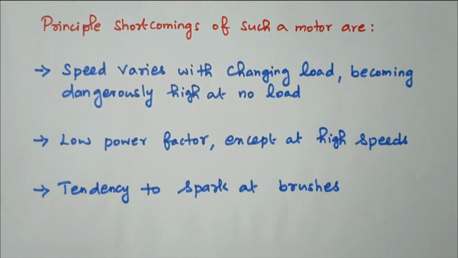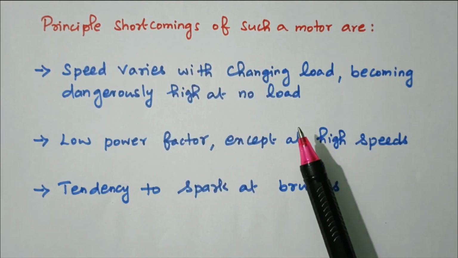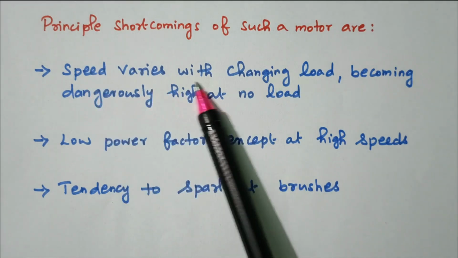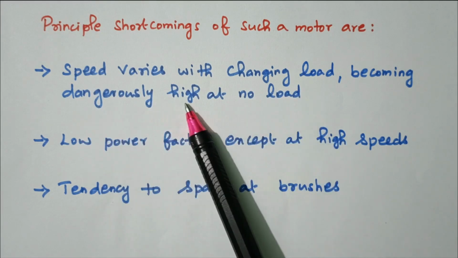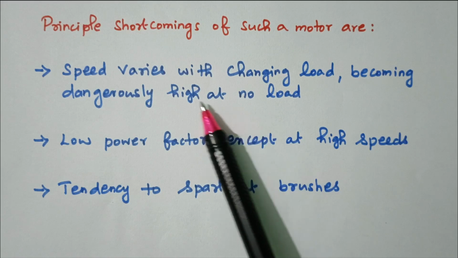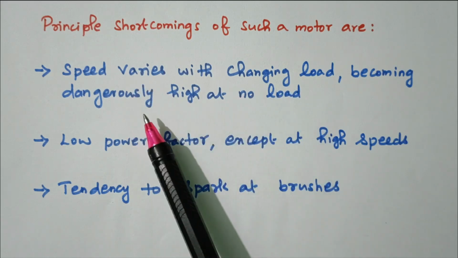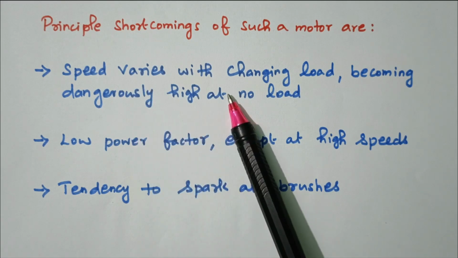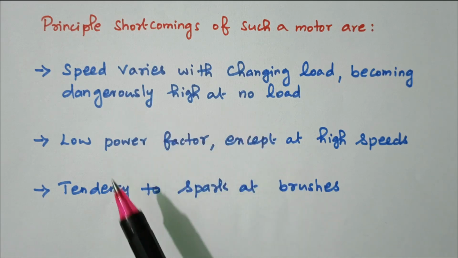So the principal shortcomings of such motors are, as briefly discussed: speed varies with changing load, becoming dangerously high at no load. So the speed changes as the load changes, and that will be dangerous at no load. We have more speed there, so we need to check the no-load condition, otherwise a dangerous speed will occur.